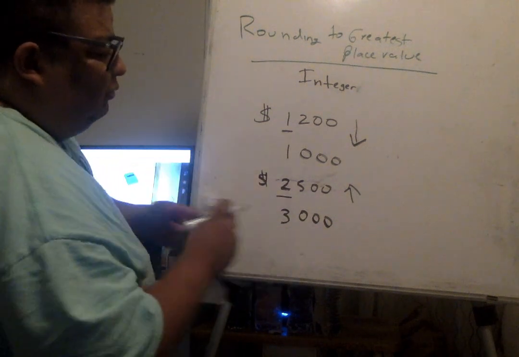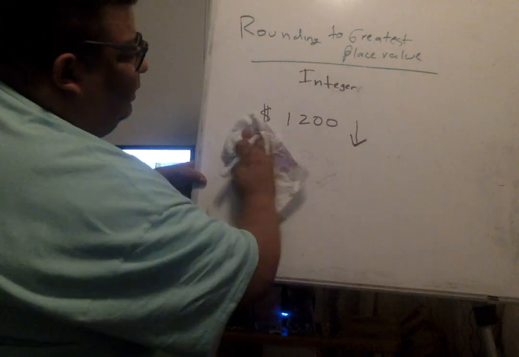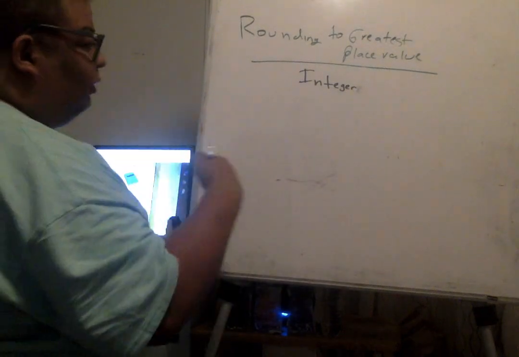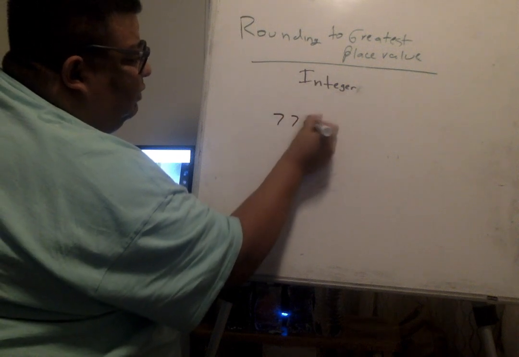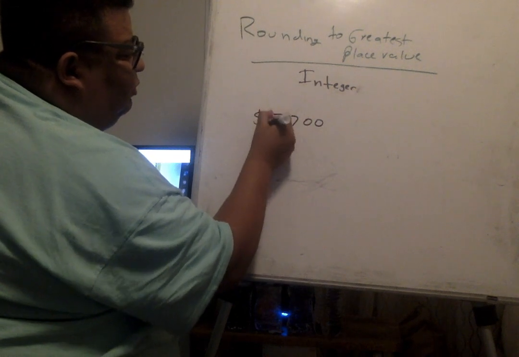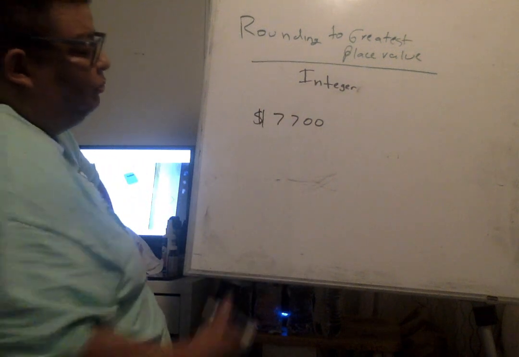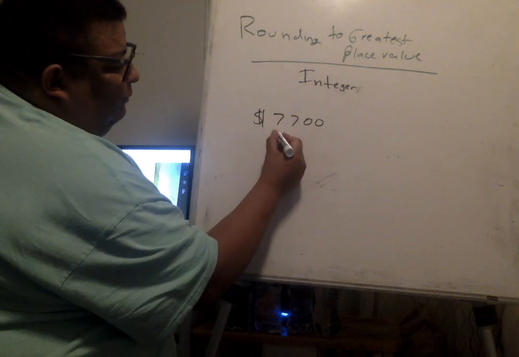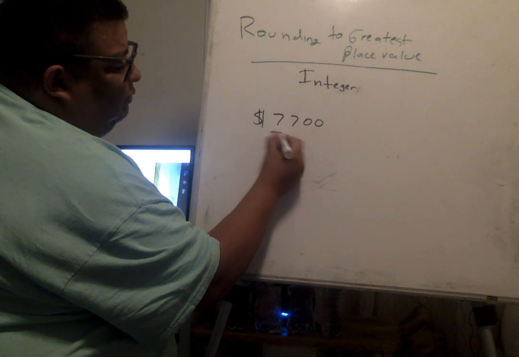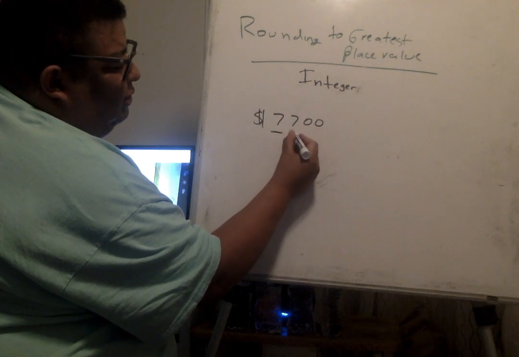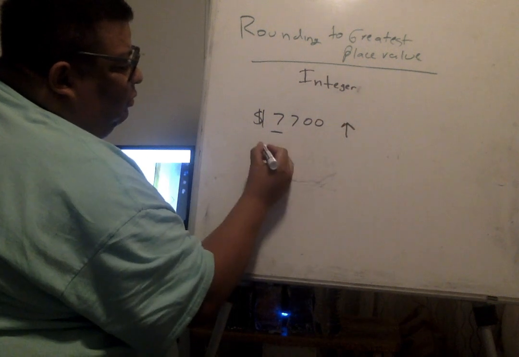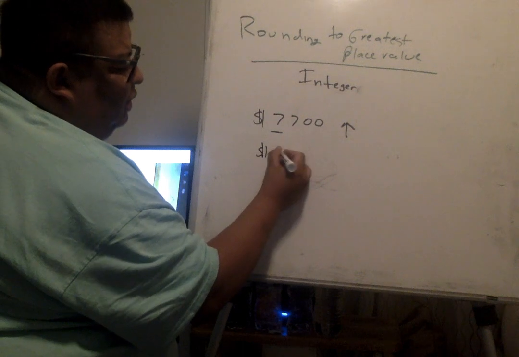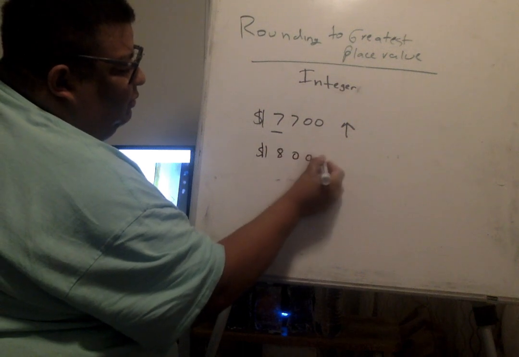Let's look at 2 more examples of money. For example, 7,700, and you're talking about money, dollars. So you look at the left, the greatest place value is 7. Now you look at the next digit. Is 7 5 or greater than 5? Yes. So you move up. Then it's going to become 8,000.